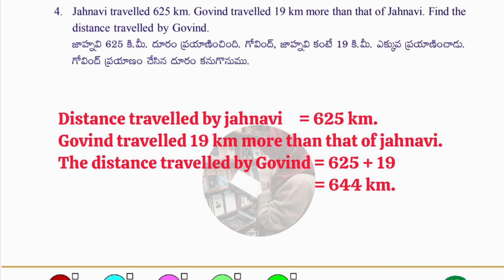So firstly write down what is given. So distance traveled by Jahnavi is 625 kilometer. Okay, Govind traveled 19 kilometers more than that of Jahnavi, means you have to add 19 to that 625, then you will get the distance traveled by Govind. So the distance traveled by Govind is 625 plus 19 is 644 kilometers.